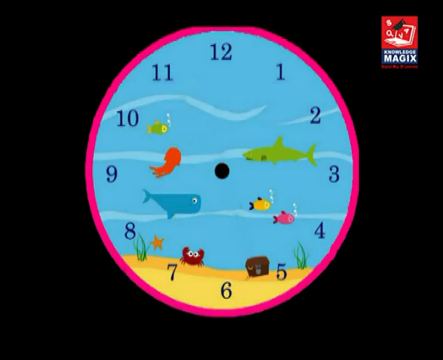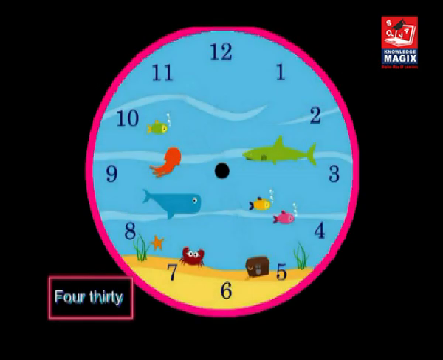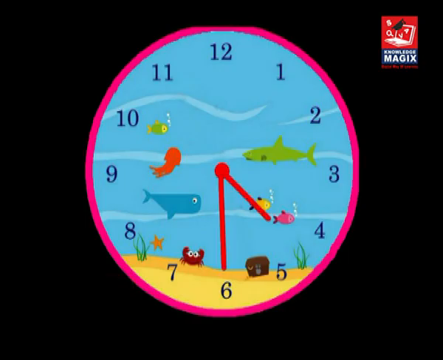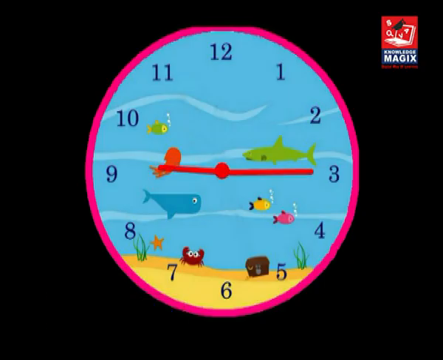Now look at these clocks. They don't have any hands. You have to draw the hands of the clock to show the time given here. The time is 4:30. Correct. The time is 9:15. Very good.